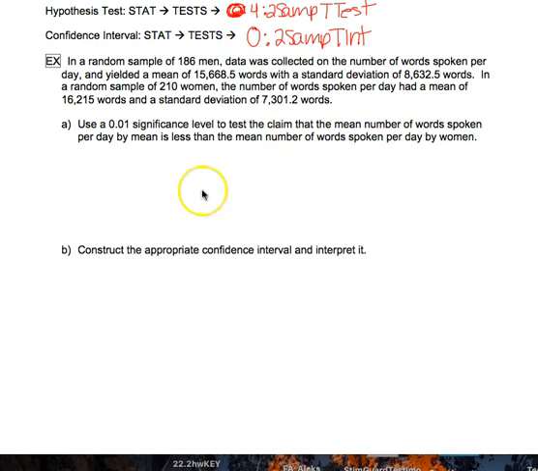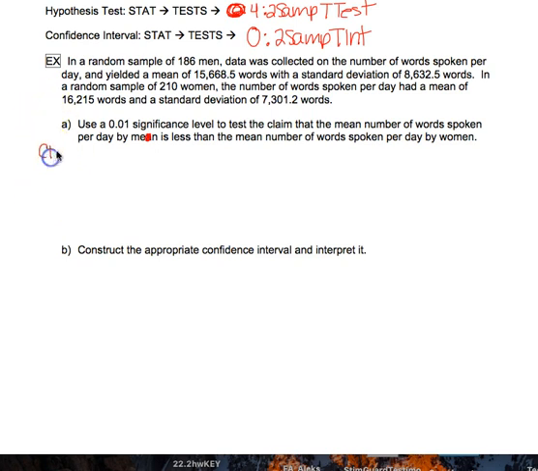7,301.2 words. We are first going to use a 0.01 significance level to test the claim that the mean number of words spoken per day by men is less than the mean number of words spoken per day by women. So, just like we always have, we need to write out all of our little steps. This is how it's going to ask on the quiz. It's going to ask for each of these things.